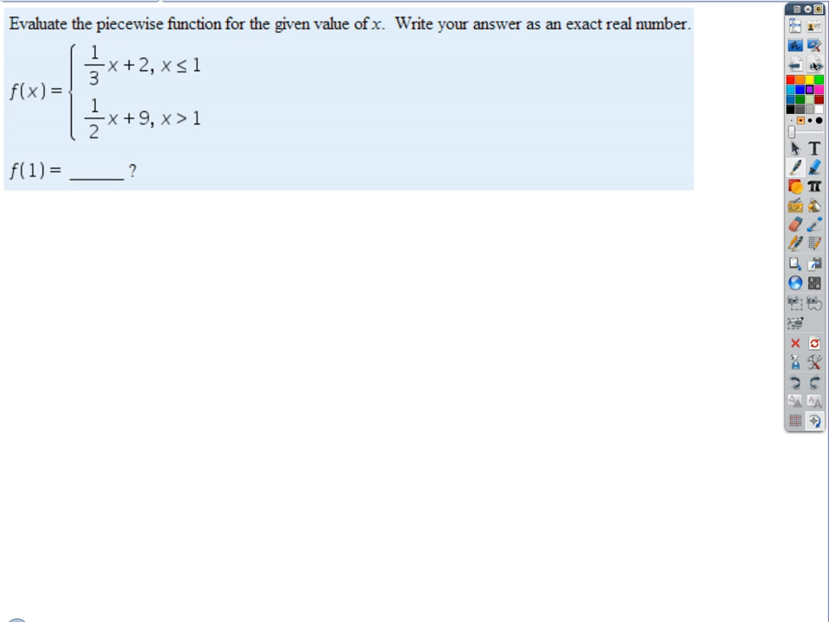If the number is bigger than the... Oh, okay. I gotta look here, don't I? Yeah. Okay, so which one is true? Is 1 less than or equal to 1 or greater than 1? Yeah, top one. So we're gonna plug it into this guy, right? And really, there's the formula right there. So if I plug 1 in, I get 1/3 times 1 plus 2. So f of 1 equals, what's 1/3 times 1?